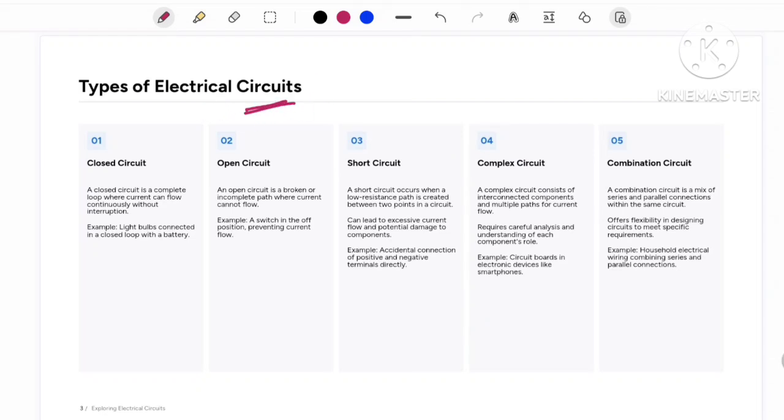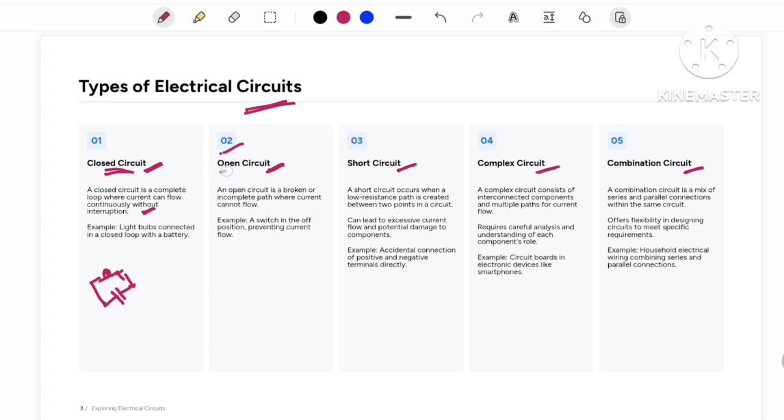Types of electrical circuits. Actually, we have five types. One is closed circuit, another one is open circuit, another one is short circuit, the fourth one is complex circuit, and the fifth one is combination circuit. So let's see closed circuits. Number one, a closed circuit is a complete loop where current can flow continuously without interruption. Here, there is no interruption involved, right? The example: a light bulb connected in a closed loop with a battery. So here, this is one lamp connected with a battery, right? This is called a closed circuit.